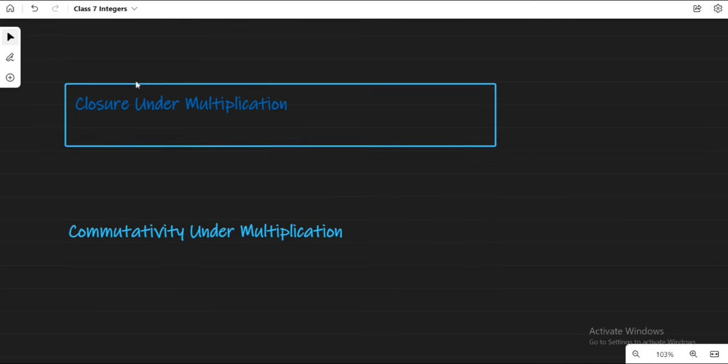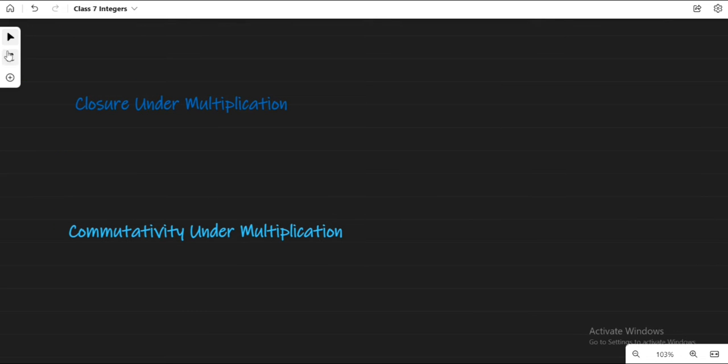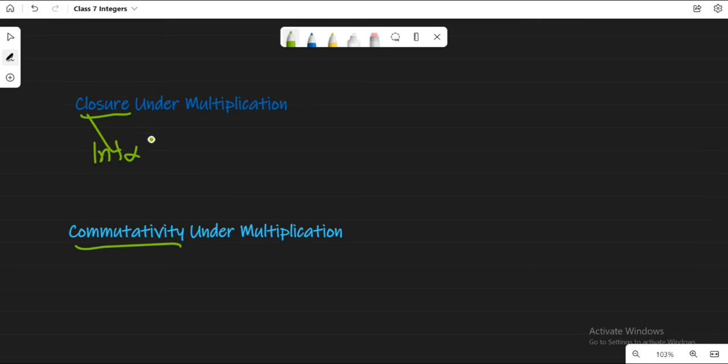In the earlier parts of the video, we got to know about the closure property and the commutative property. So let's apply closure property under multiplication for integers. Closure property means that an integer times an integer will be equal to an integer.